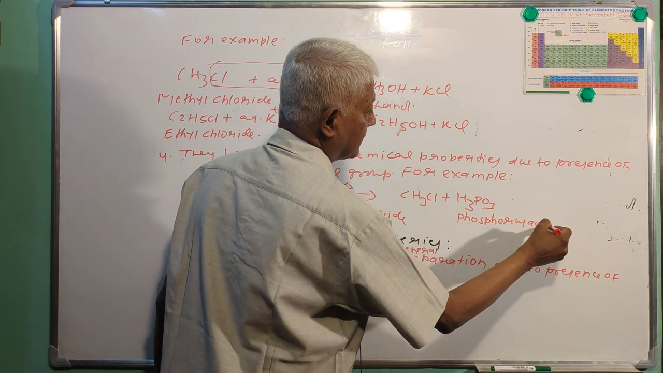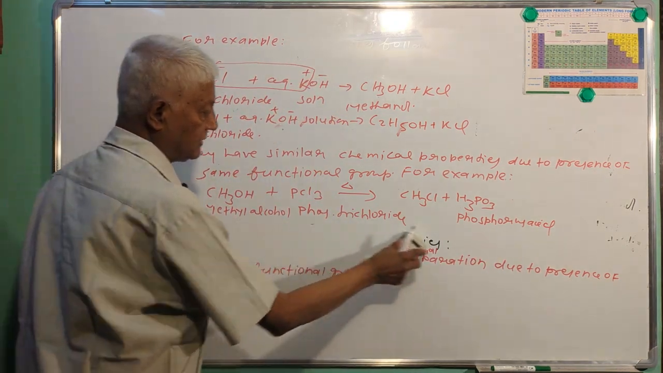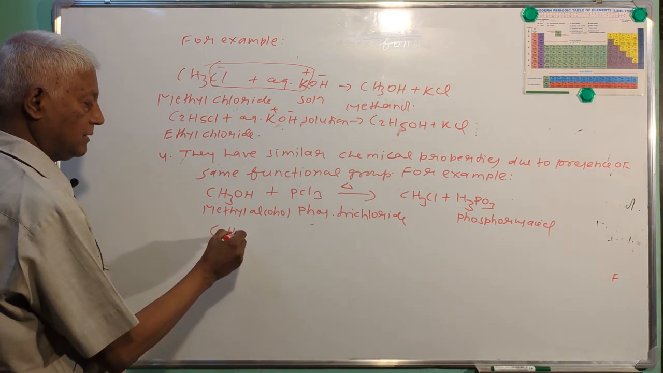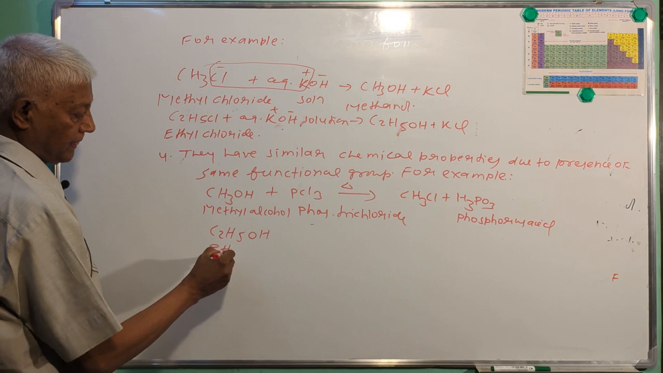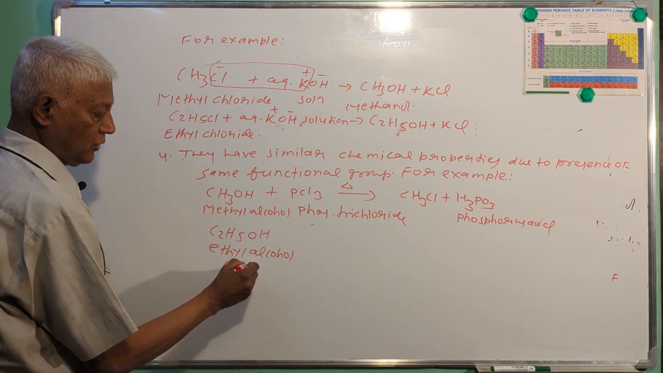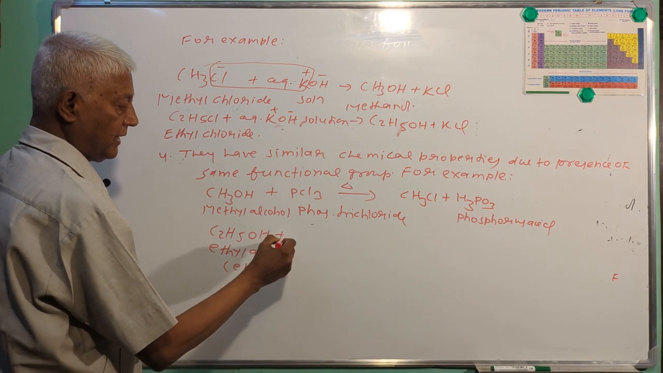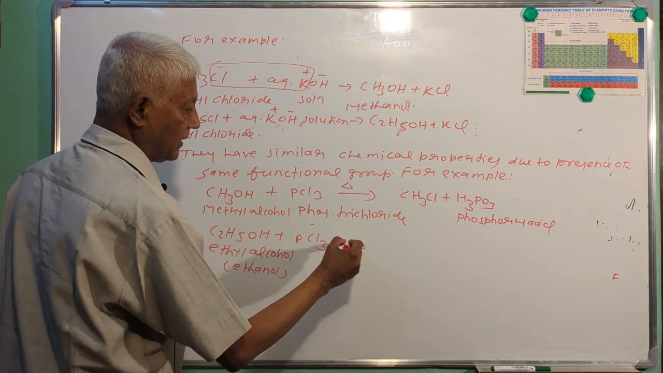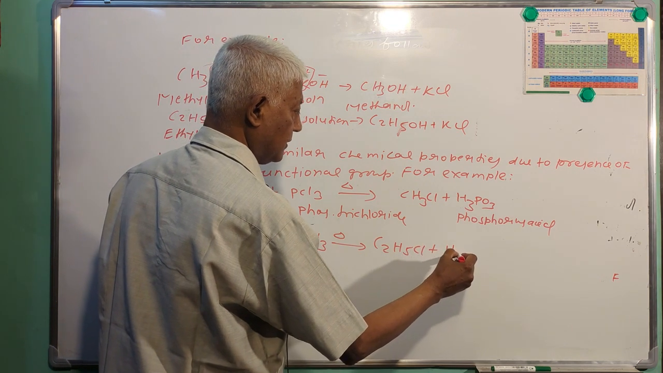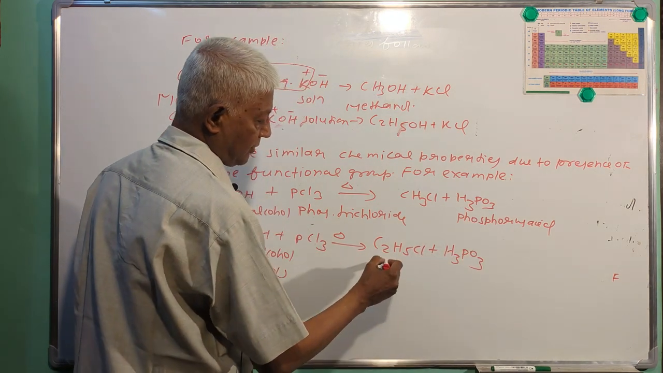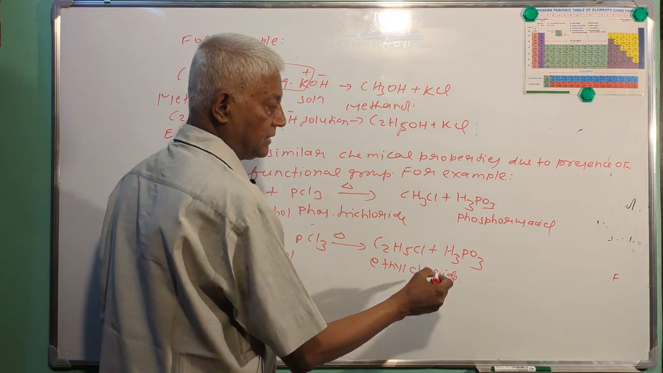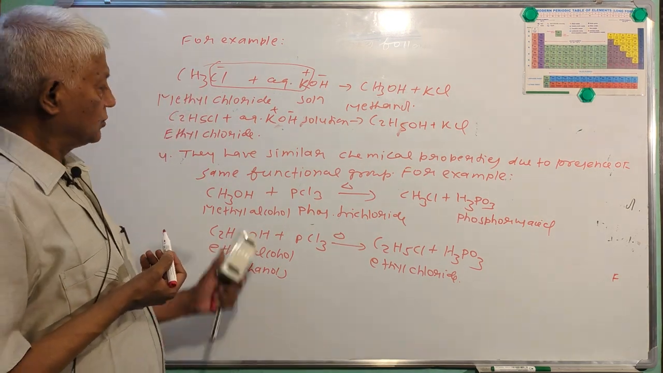Phosphorus acid. Likewise, when you talk about the ethyl, that is ethyl alcohol, or we can say ethanol. So when it reacts with phosphorus trichloride, what do we have? C2H5Cl plus H3PO3. What is the name of this compound? Ethyl chloride. And what is the name of this compound? Phosphorus acid. So what do we observe over here?